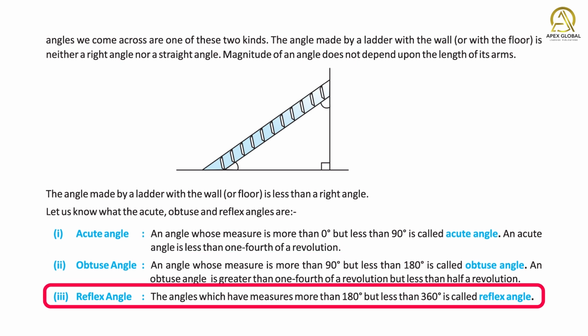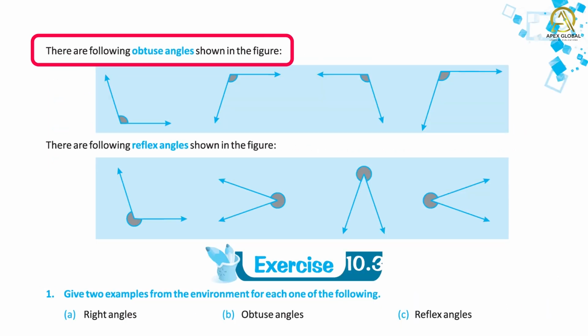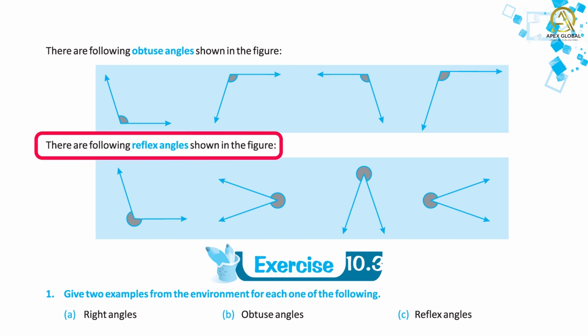Third, reflex angle. The angles which have measure more than 180 degrees but less than 360 degrees are called reflex angles. There are the following acute angles shown in the figure. There are the following obtuse angles shown in the figure. There are the following reflex angles shown in the figure.